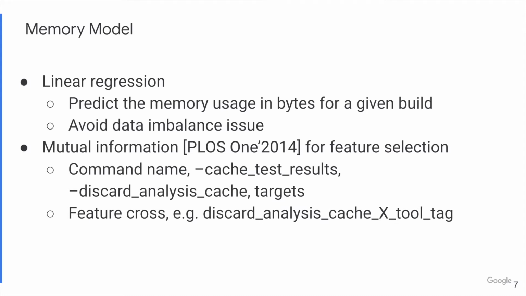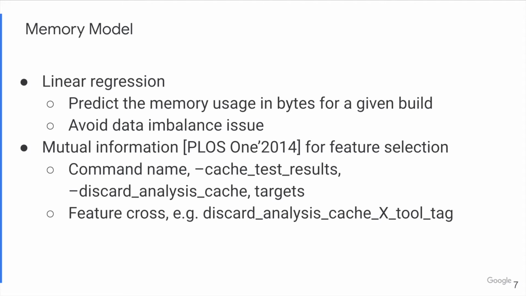To avoid out-of-memory errors, we have a memory model, which is a linear regression model that predicts the memory usage in bytes for a given build. The reason we don't use a classification model is that out-of-memory builds are extremely rare. And if our model is performing well and eliminates all the out-of-memory builds, then we don't have any positive examples, which would cause problems for training a model.